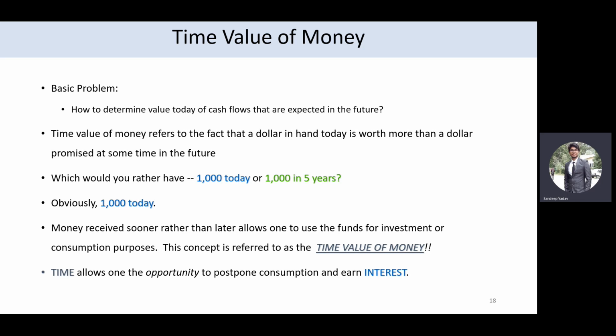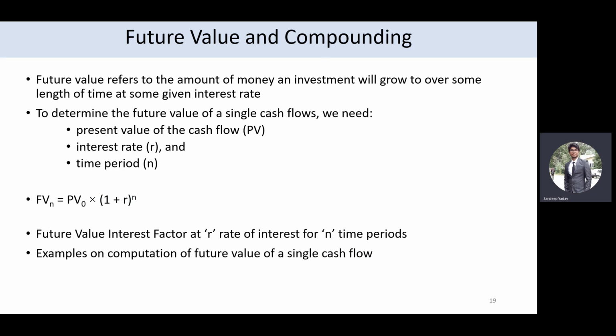Now we come directly to the topic, the time value of money. Time allows one the opportunity to postpone consumption and earn interest. Let's see future compounding. Future value refers to the amount of money an investment will grow to over some length of time at a given interest rate. To determine the future value of a single cash flow, we need the present value of that cash flow, the interest rate, and the time period.